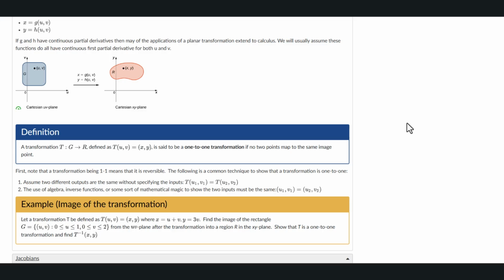So we want our transformations to have some nice characteristics. Like I said, we basically want them to be smooth or differentiable, but there's also an additional characteristic. We want to make sure they are one-to-one transformations. What that actually means is that if you have two outputs that are equal, that must imply that they came from the same input.